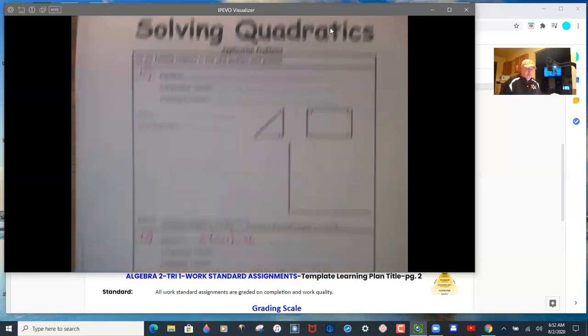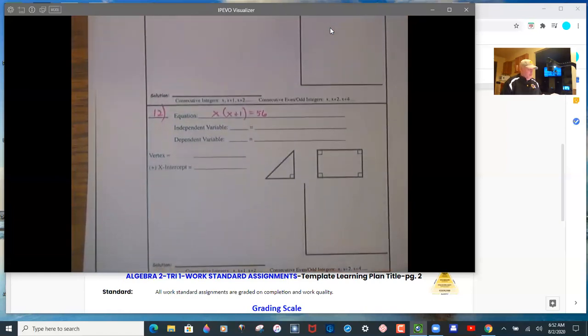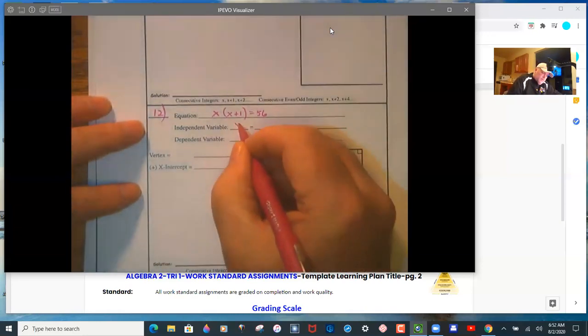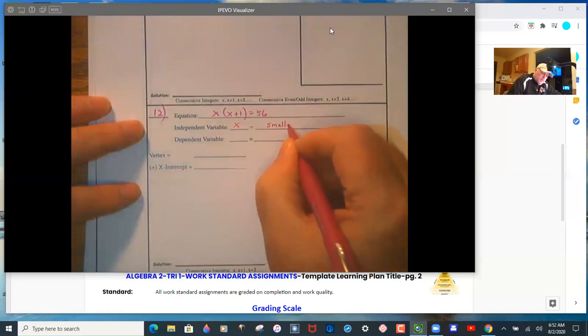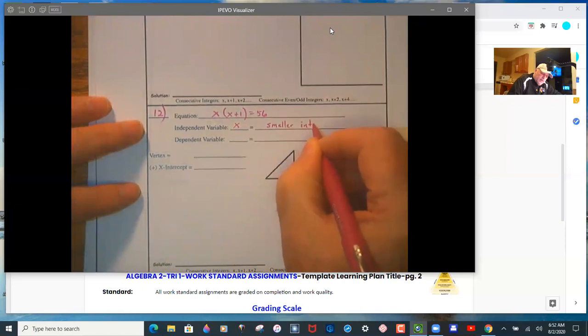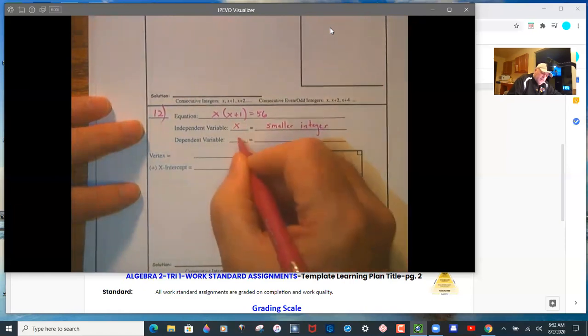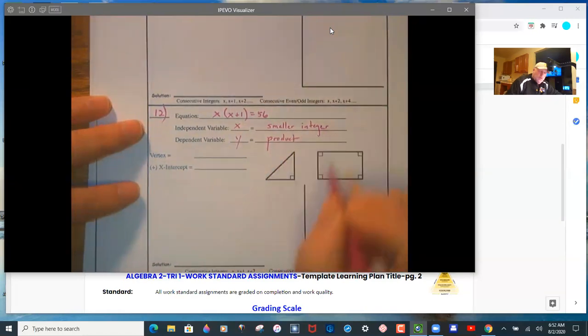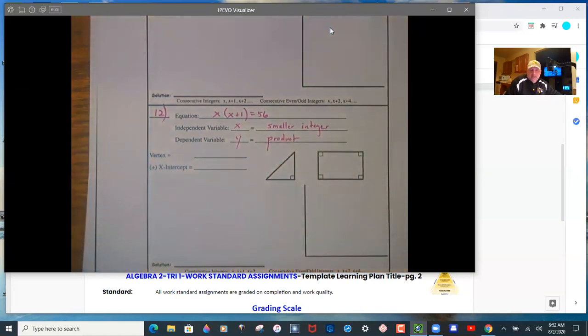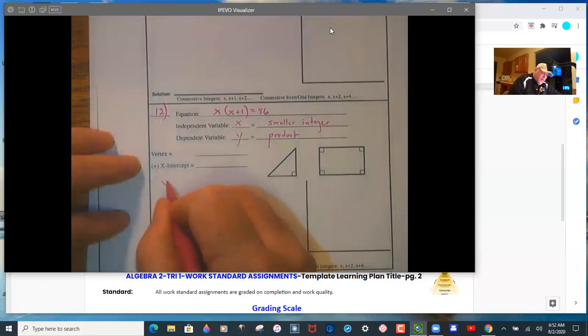Some of these you can probably mentally do. So we have the product of two consecutive integers is 56. Well, that's 7 times 8. But I do want you to show your work. It's just good to know how to do these when you can't figure it out mentally.